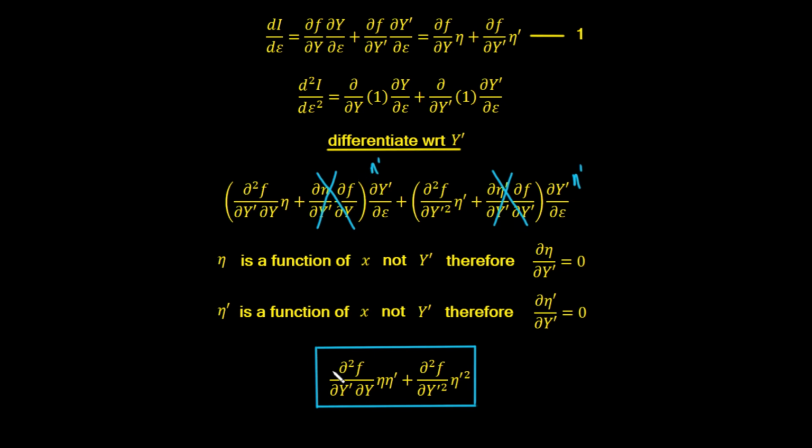So we're going to have our partial squared f partial y derivative partial y times eta derivative. So that's this term here. And we're going to have our partial squared f partial y derivative squared times eta derivative gives us our eta derivative squared. So that's us got these two terms here. So let's gather all our four terms together and we'll again look at it. We'll simplify it and we'll look at the final second variation of our functional, second derivative of our functional.